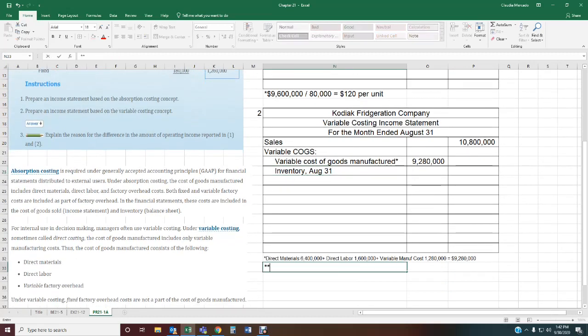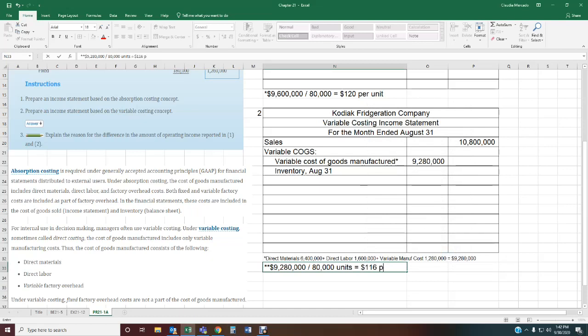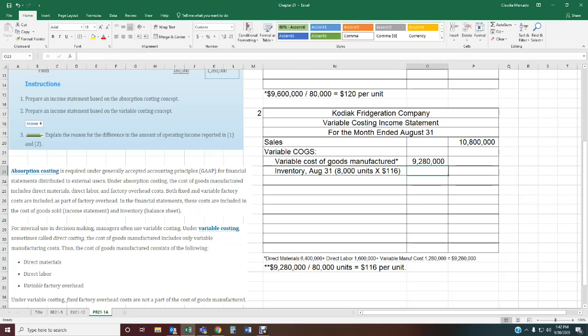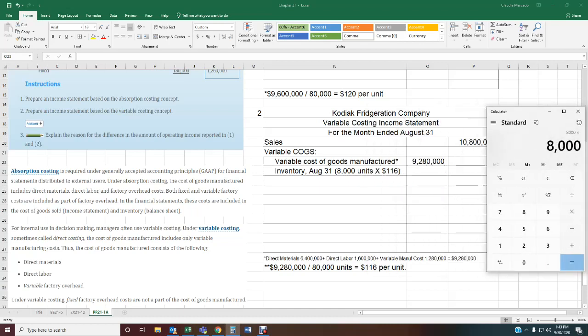Now, let's do some calculations down here. For that, we're going to take our variable cost of goods manufactured, which we just calculated, 9,280,000, and divide by the number of units that we manufactured, which was 80,000 units. So 9,280,000 divided by 80,000 is $116 per unit. Now that I know that, I'm going to take the 8,000 units I did not sell times the cost per unit of $116. That's $928,000.